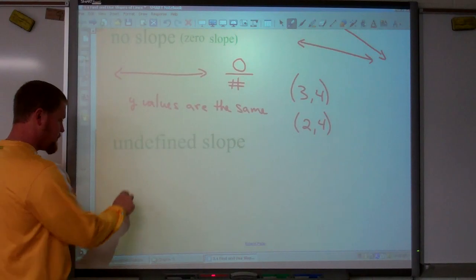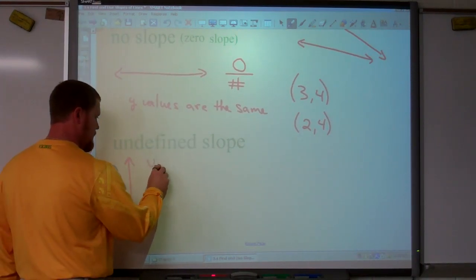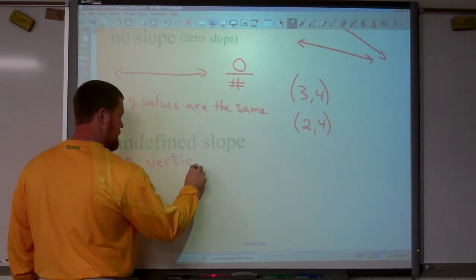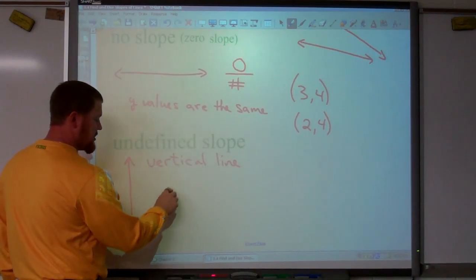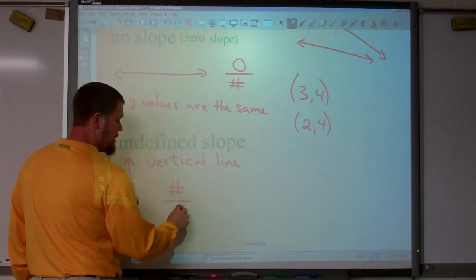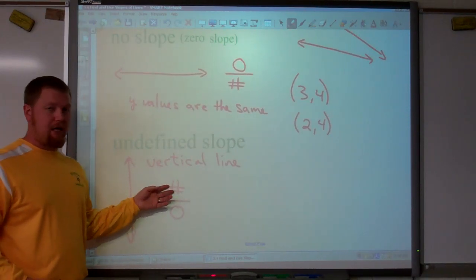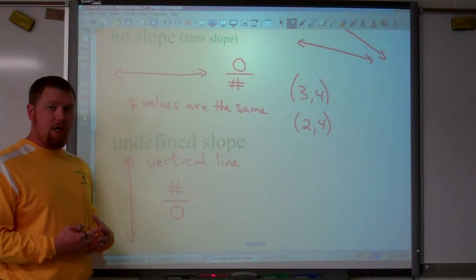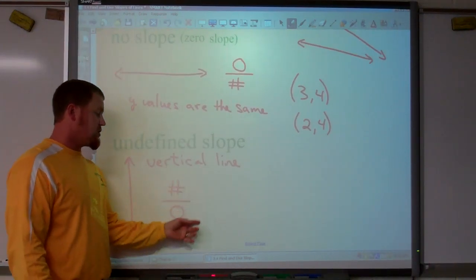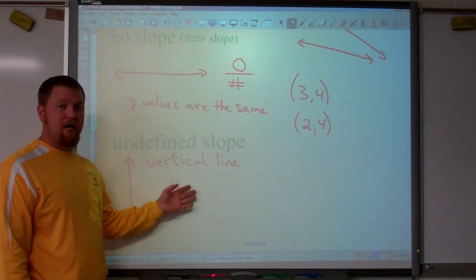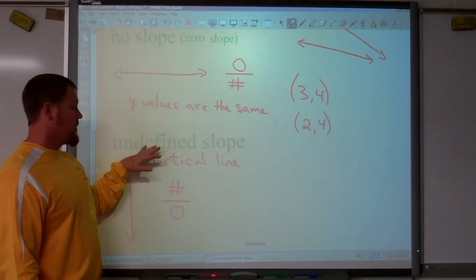Undefined slope. That is a vertical line. And that you get when you do your slope equation: you get some number divided by 0, which is undefined. You plug that into your calculator, take any number divided by 0, you get undefined or an error on your calculator. Your calculator can't do it, because what have you been told your whole life when you're dealing with fractions? You can't divide by 0. So we get this, that's an undefined slope.